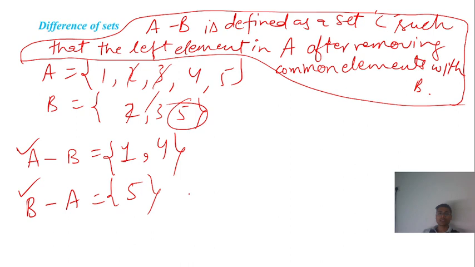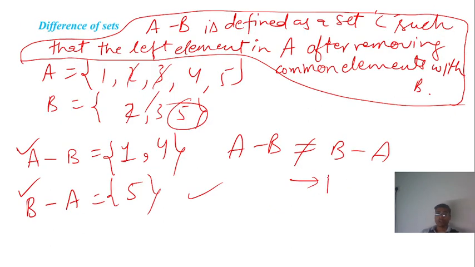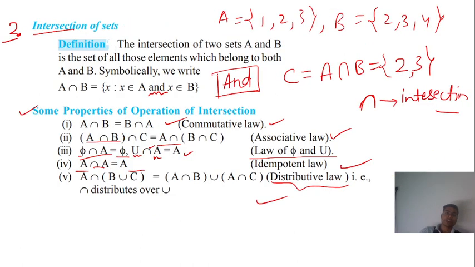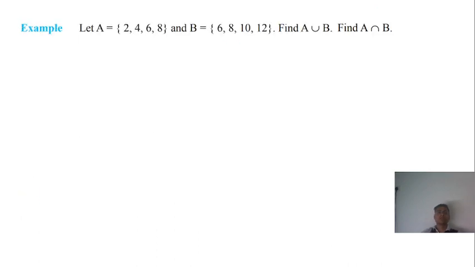So B minus A is equal to 5. As you see, A minus B is not equal to B minus A. So it is not commutative, not associative, not commutative actually. Union and intersection are commutative, but difference is an operation that is not commutative. Now we will solve some examples based on today's lecture.